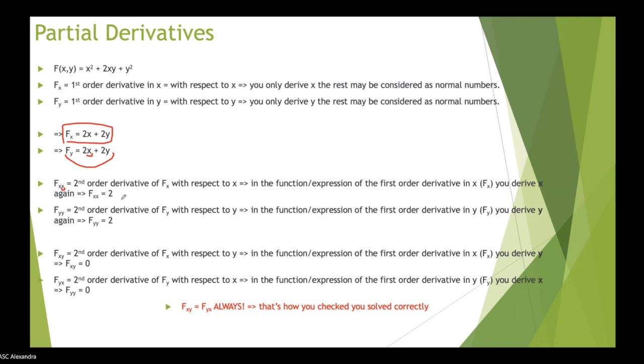Just very quickly, if you want to check yourselves that you did the partial derivative correctly, fxy and fyx is always equal. Always, always, always, always. So if those two are equal, there's a very good chance that your derivatives are right and that you did the exercise correctly. If they're not equal, try to check where you did a mistake.